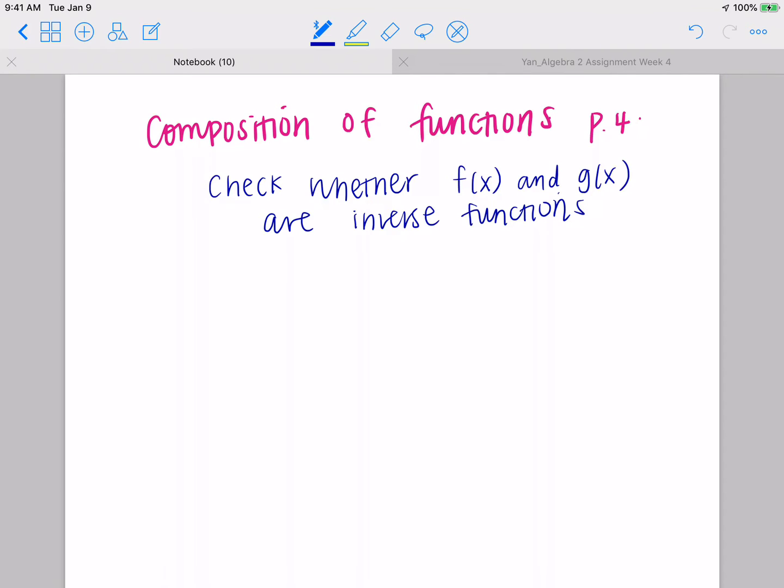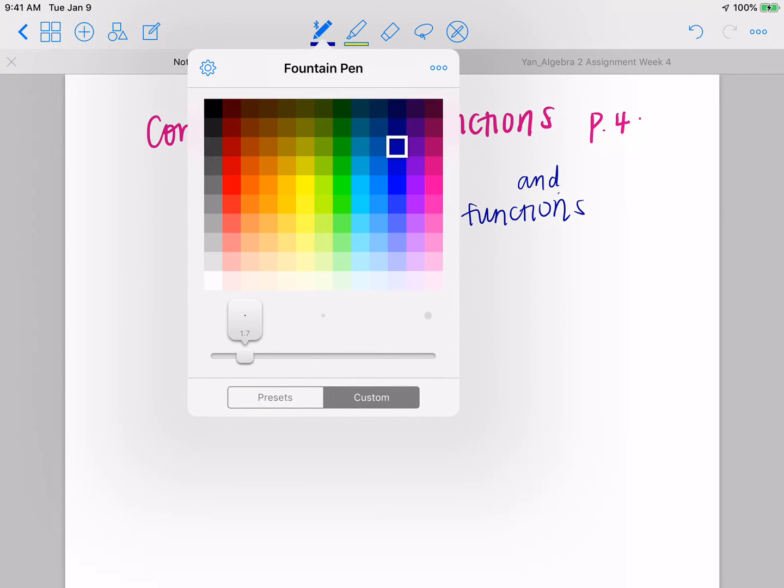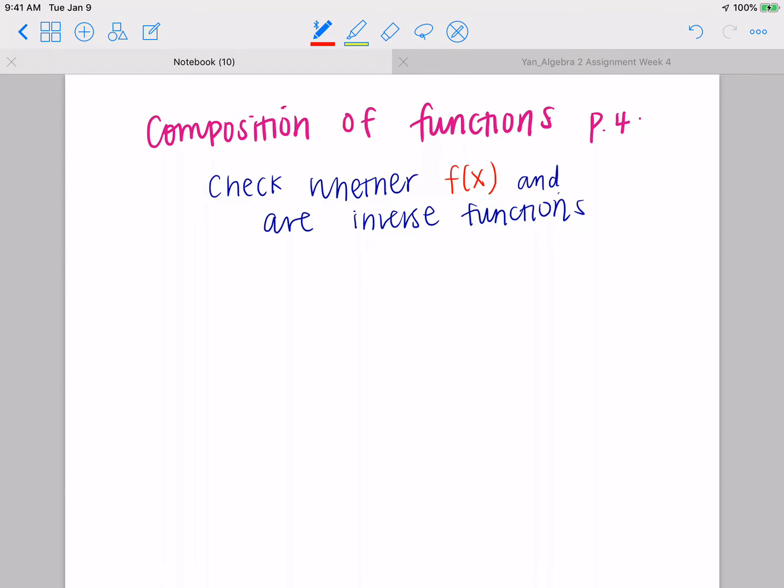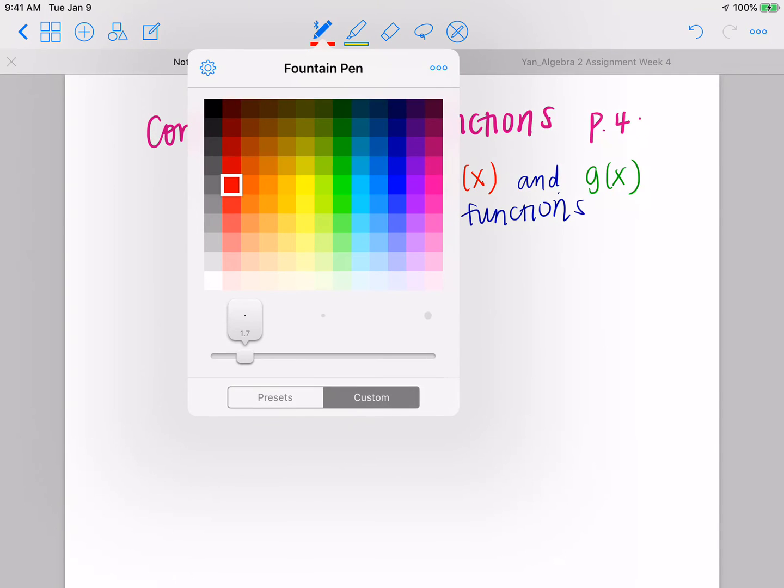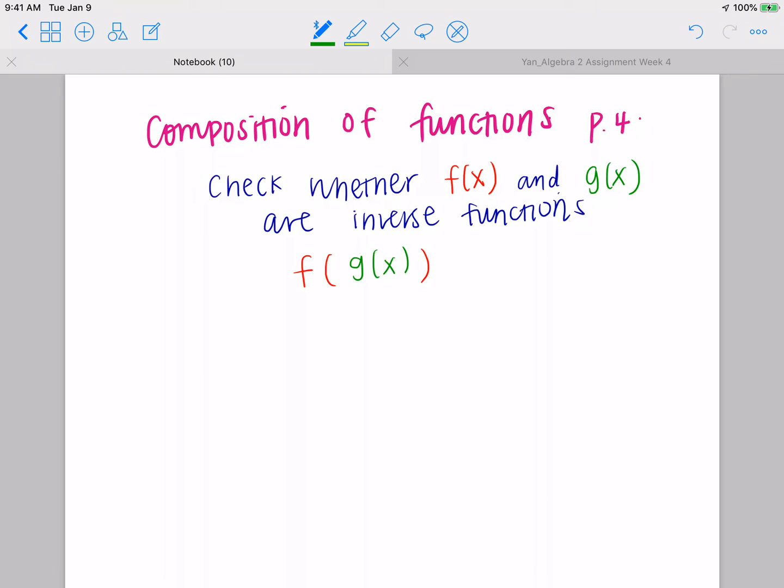Okay, so if you have a f of x, let me actually use 2 different colors for these, because it will help from there. I'm going to use red for f of x. I'm going to use green for g of x. Okay, so whenever you have your f of x, you have to put the g function in there. I'll explain what this means later. But if you put your g function into your f function, and if this equals x, that means they are inverse of each other.